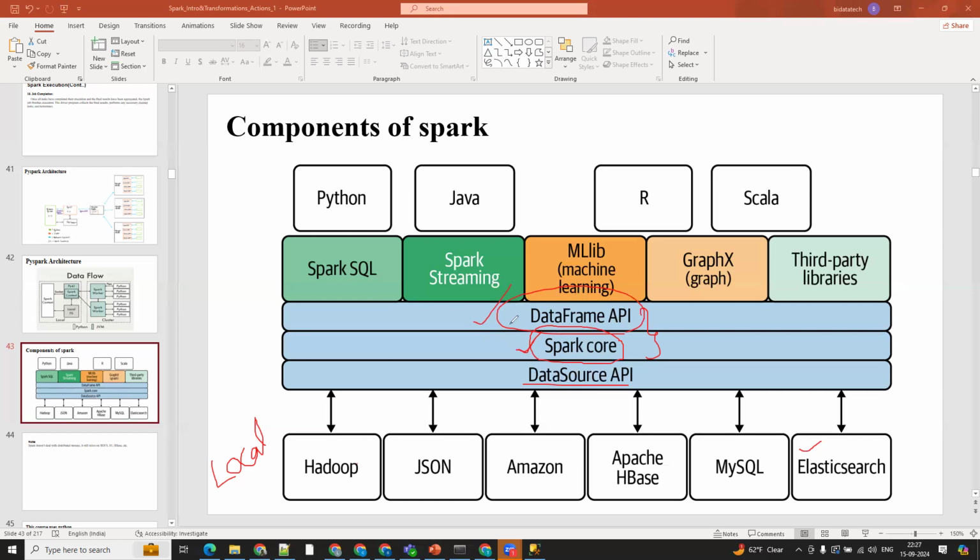These data frames can process batch data, streaming data, machine learning libraries, graph libraries, and they can even interact with third-party libraries as well. You can write these data frames in Python, Java, R, or Scala. The preferable one is Python.